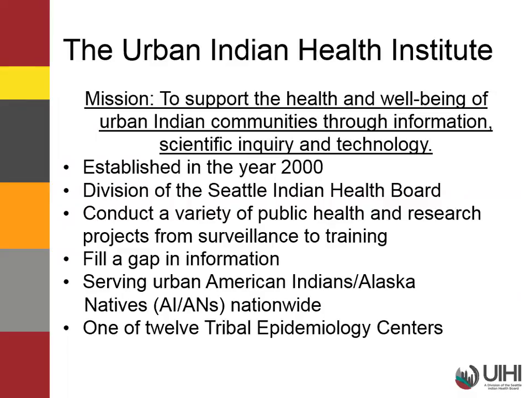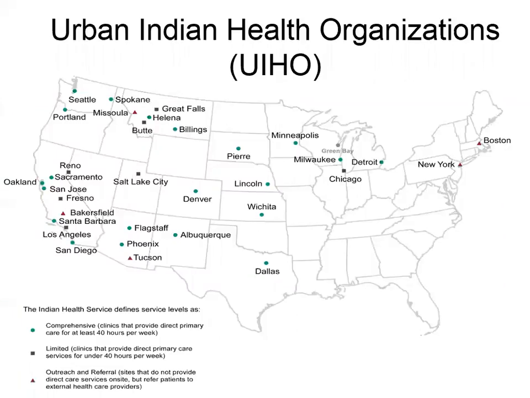And we are one of 12 tribal epidemiology centers, and we serve the others, which serve on a regional basis, but ours is national. We also serve the Urban Indian Health Organizations, or UIHOs, and there's 33 of them. We have them laid out here, and the Indian Health Service has different service levels. There are comprehensive clinics, which is what we are here in Seattle, and there's limited clinics, as we see here, which provide primary care, but under 40 hours a week. There's also referral and outreach sites.